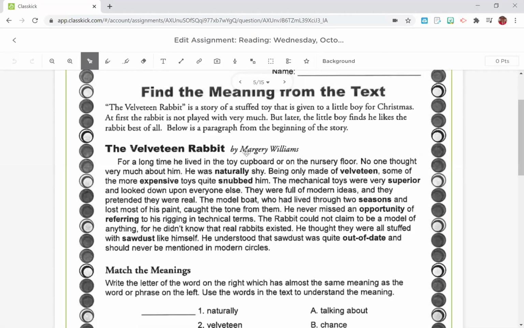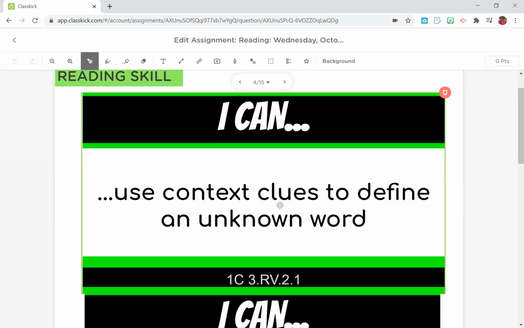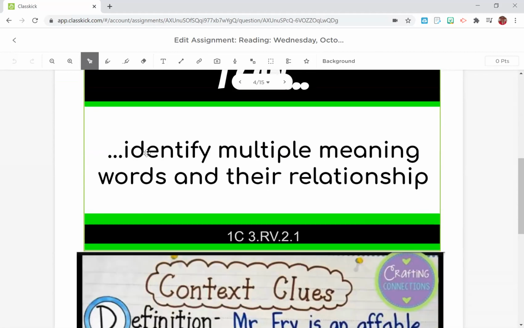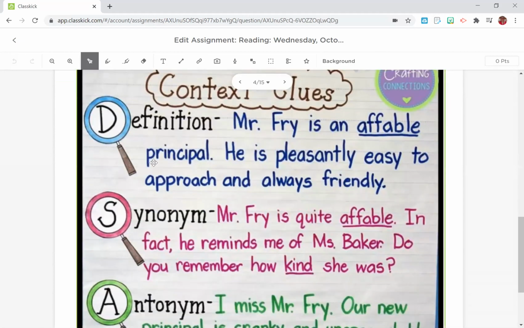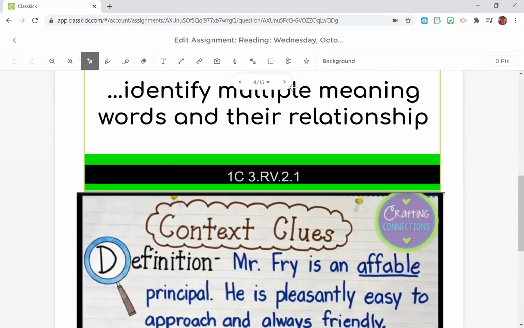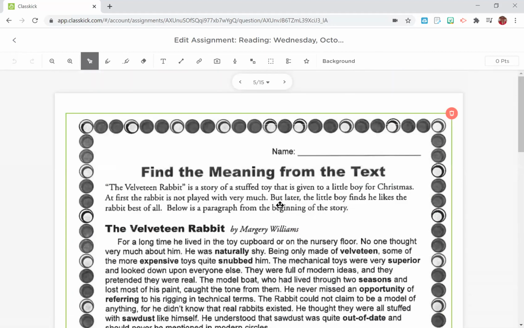Hello, third grade. We're going to continue looking at context clues and multiple meaning words. On page 4, you can see that we use context clues to help us understand an unknown word. And multiple meaning words can also help us understand an unknown word. We use clues like definitions, synonyms, antonyms, and examples inside the text to help us figure out the meaning.